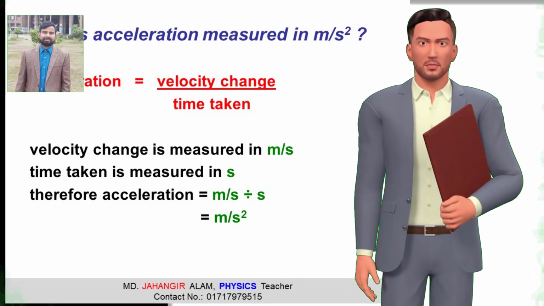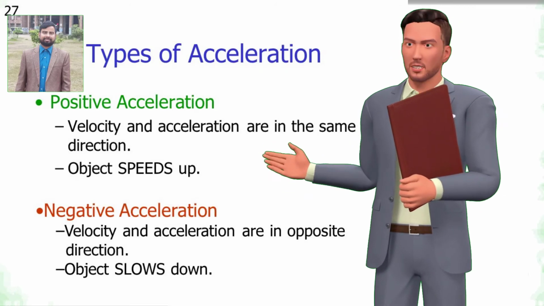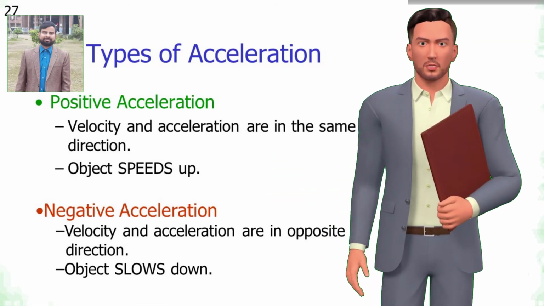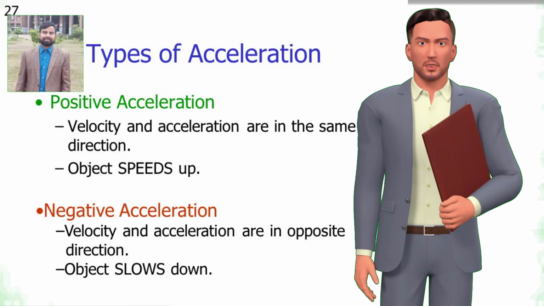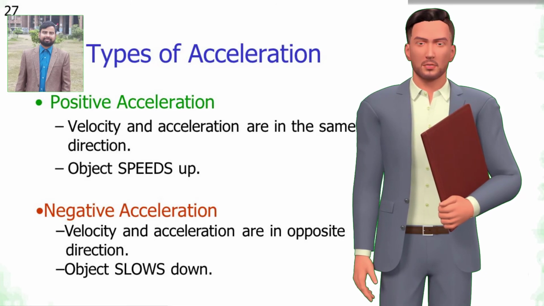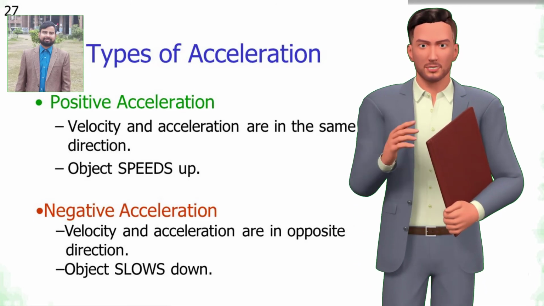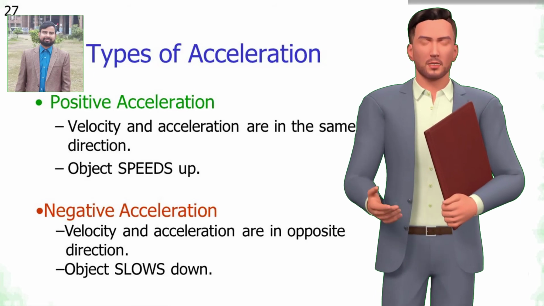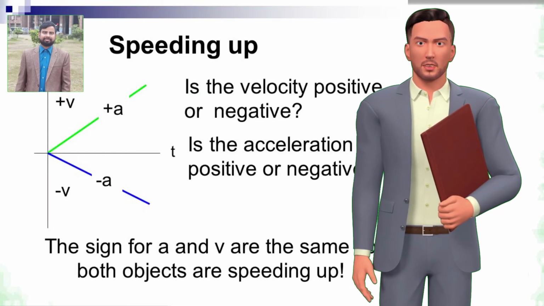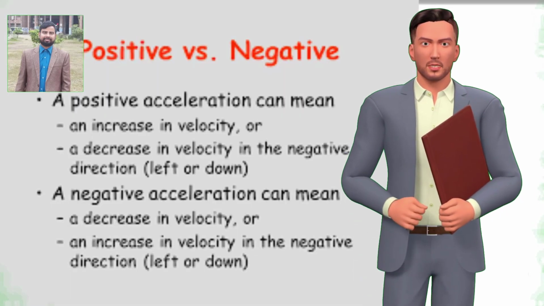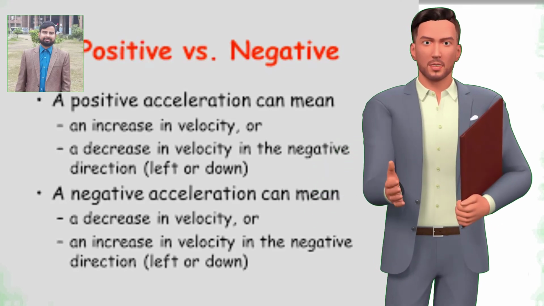There are two types of acceleration. A positive acceleration means the change in velocity is in the same direction as the velocity, therefore, the speed is increasing. Negative acceleration means the change in velocity is in the opposite direction to the velocity, therefore, the speed is decreasing. Negative acceleration is also known as deceleration or retardation.